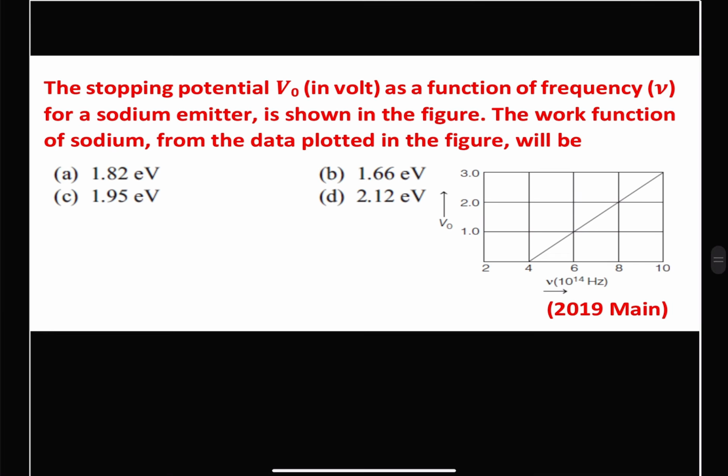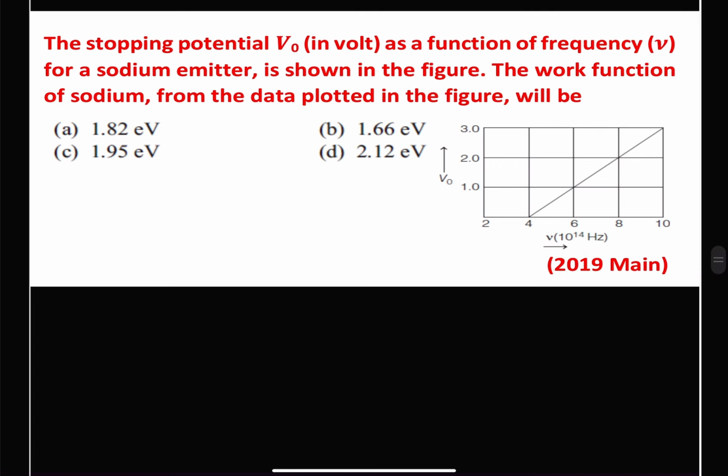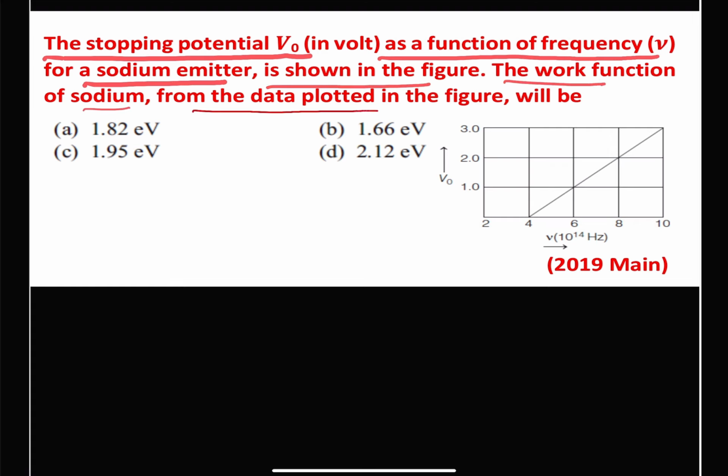It states that the stopping potential V naught as a function of frequency nu for a sodium emitter is shown in the figure. The work function of the sodium from the data plotted in the figure is. So here we are given the stopping potential as well as the frequency. We have to remember that our stopping potential for the frequency range of 2 to 4 is equal to 0.